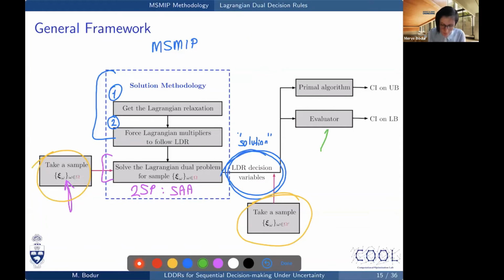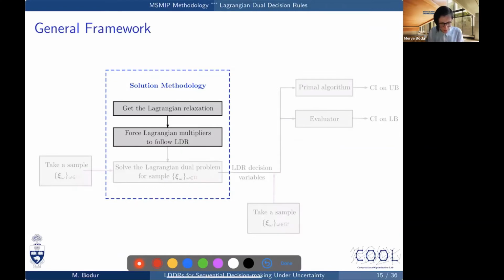If you put that to the evaluator, that will give you, for a minimization problem, a confidence interval on the lower bound. In other words, if Z star is the true optimal objective value of the multi-stage problem, we will get a confidence interval which will be a statistically valid lower bound. And we will also be able to design some algorithms that will get us some primal solutions. Accordingly, we will be able to get a confidence interval on the upper bound. So we will have both sides, so we can talk about optimality gaps.